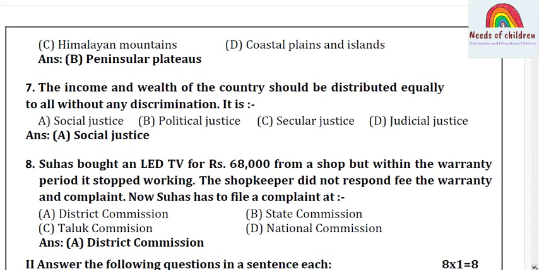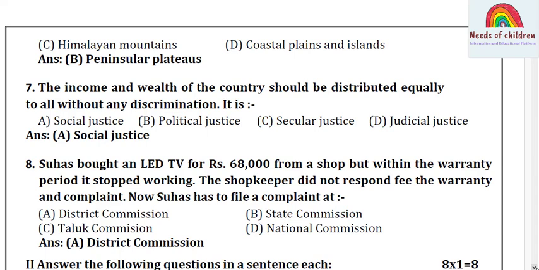The income and wealth of the country should be distributed equally to all without any discrimination. Option A, social justice. Option B, political justice. Option C, secular justice. Option D, judicial justice. So this question is from economics, economy and government.